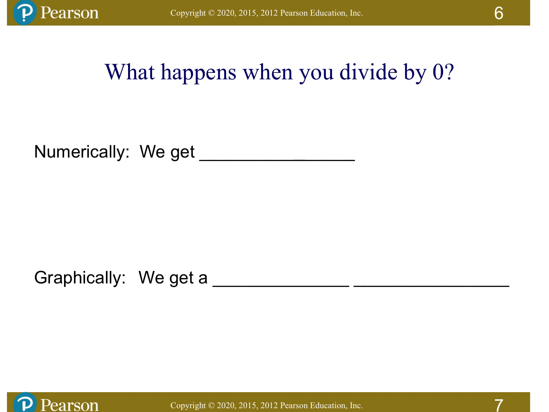So numerically, when we work it out, we're going to get plus or minus infinity. On a graph, that means you're getting a vertical asymptote.